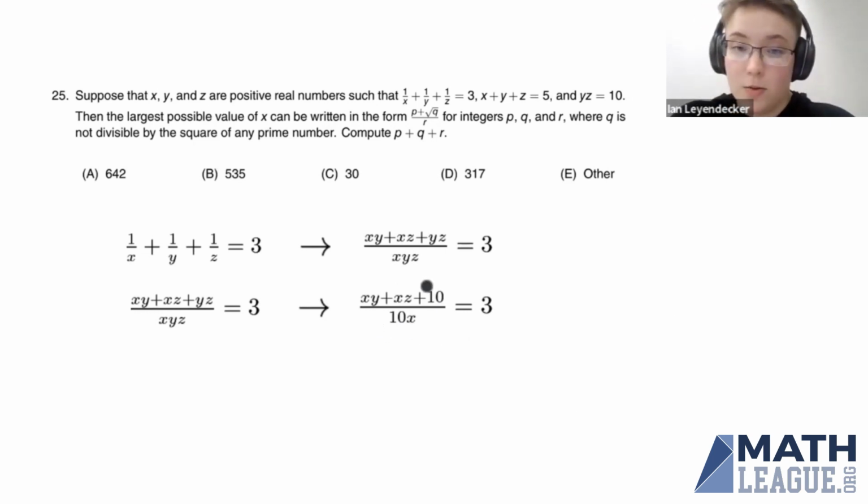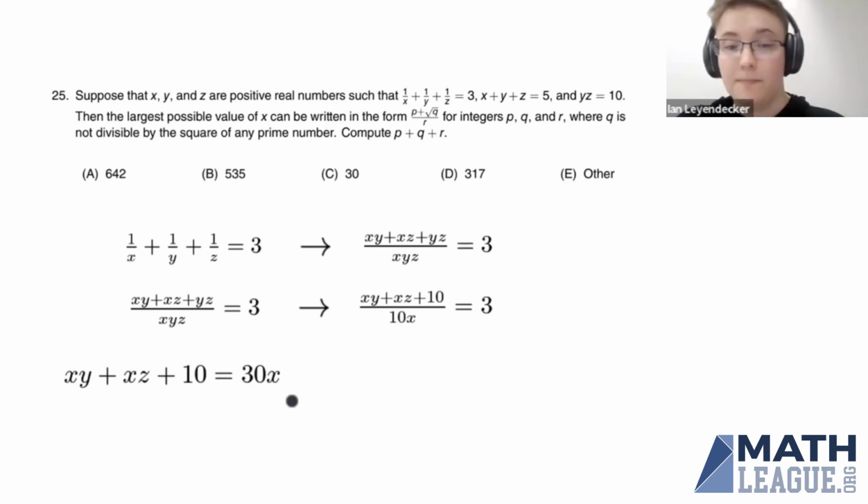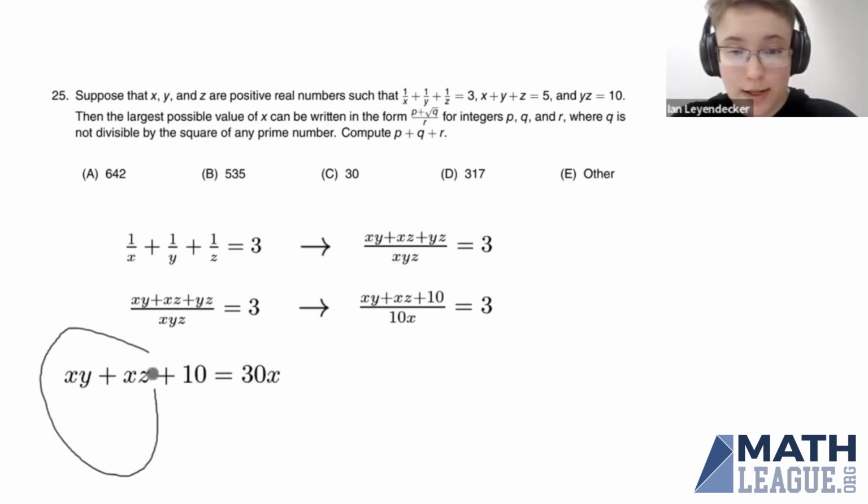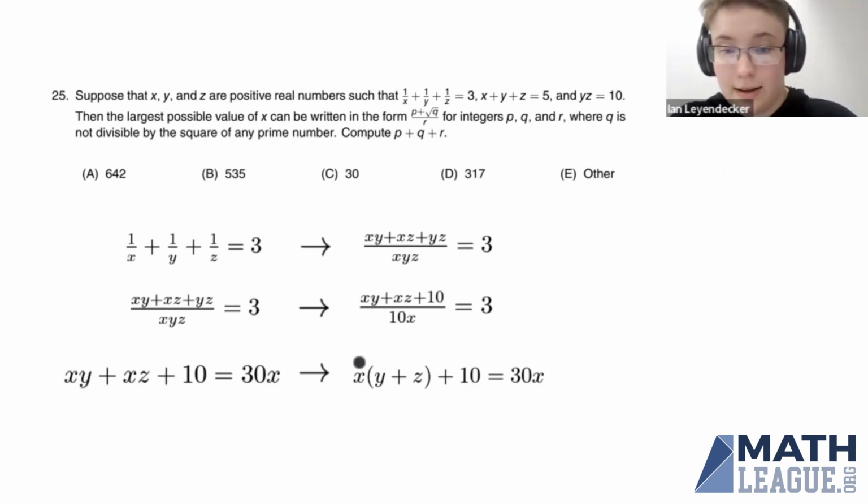And now what we can do is manipulate this equation a little bit further. I always like to get rid of my denominators whenever I have a fraction, especially a fraction with a variable in the denominator. So multiplying both sides by 10x is going to give us the equation xy + xz + 10 equals 30x. And if we take these two terms right here and factor an x out of them, we get x(y + z) + 10 = 30x.